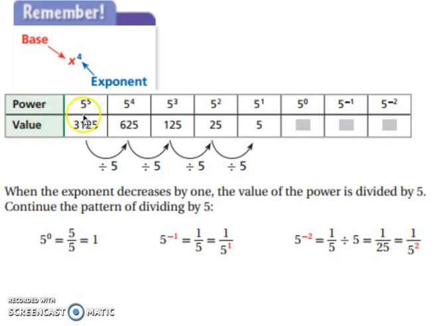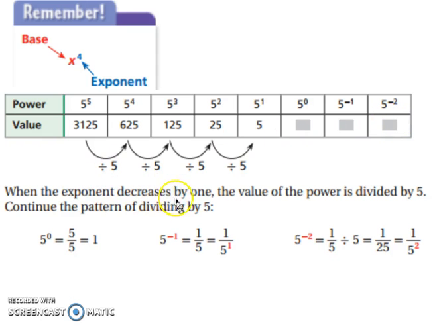So say we're given the power 5 to the 5th. That value is 3,125. Well, if we go down one more power, so we have 5 to the 4th, we're essentially going to divide this value by 5. And 5 to the 4th is 625. If you continue this pattern, as you decrease your exponent by 1, you're going to divide by your base each time. What happens when we get to 0 and -1 and -2 and so on and so forth?